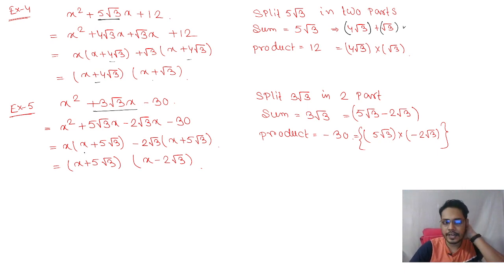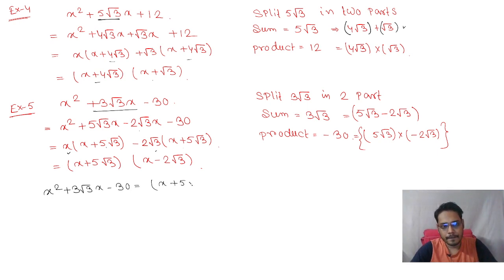Take x common, it will be x into x plus 5 root 3. And take minus 2 root 3 common, it will be x plus 5 root 3. Now simple, x plus 5 root 3 is present in both places, so take x plus 5 root 3 common. Here x is left, here minus 2 root 3. So we can write x square plus 3 root 3x minus 30 as x plus 5 root 3 into x minus 2 root 3.